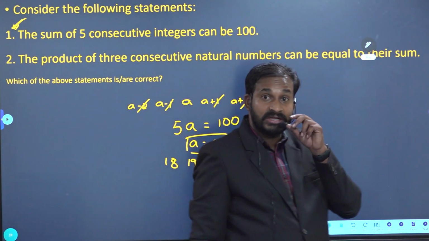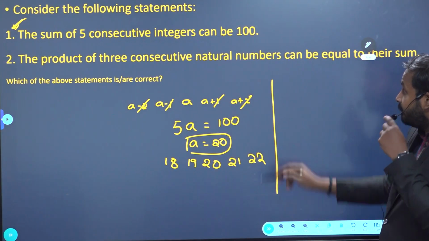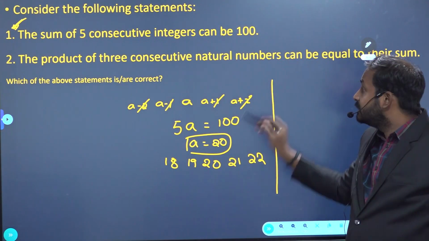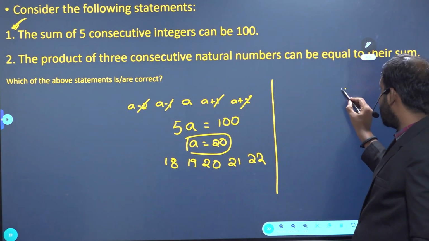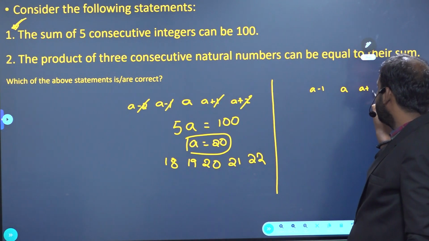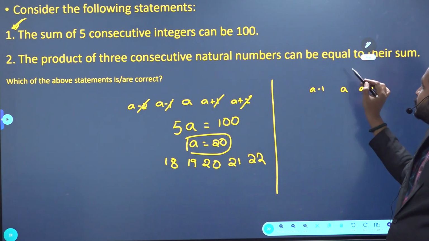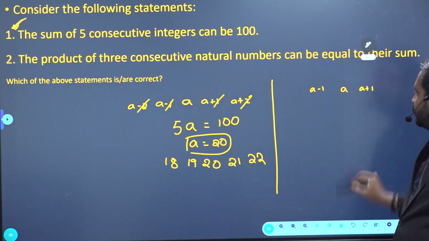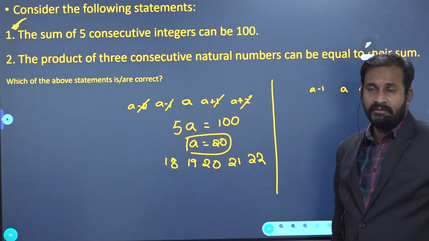Next, the product of 3 consecutive natural numbers can be equal to their sum. 3 consecutive natural numbers. Consecutive natural numbers, students. See, the previous one is integers. This one is natural numbers. So, as usual, 3, right? What I have told you? a minus 1, a, a plus 1. What they are telling is, the product of three consecutive natural numbers can be equal to their sum. We will see whether it can be equal or not.